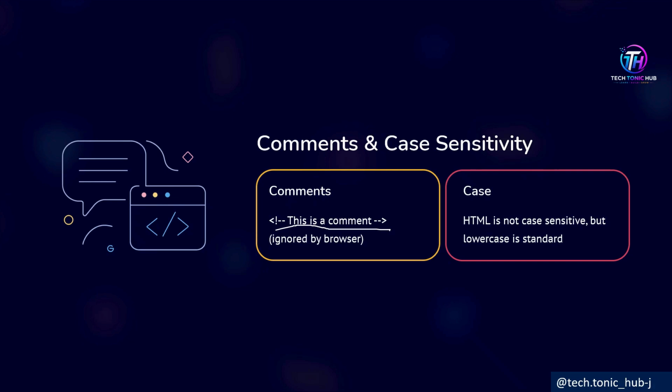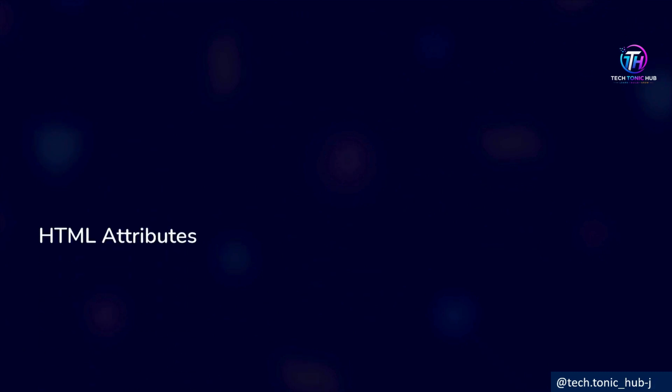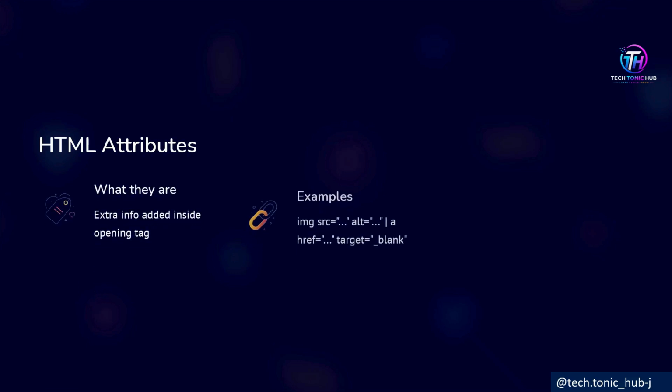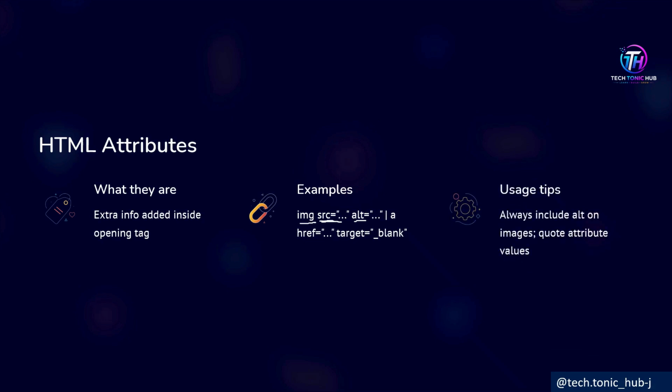Next point is HTML attributes. Attributes provide additional information about an HTML element. They are always written inside the opening tag. For example, if we take an image and upload it on our web page, and we want to display its name, we use the attribute alt, which is like an alternative name. Whenever our image is not able to display, that alternative text is displayed on the page so that our user can understand. It also improves accessibility for users who rely on screen readers.